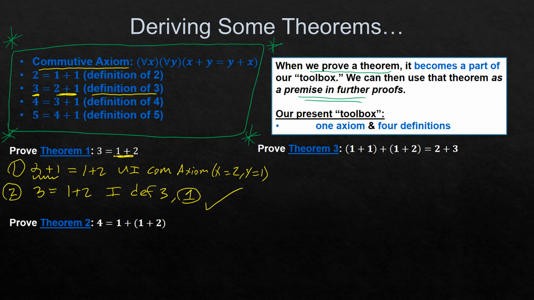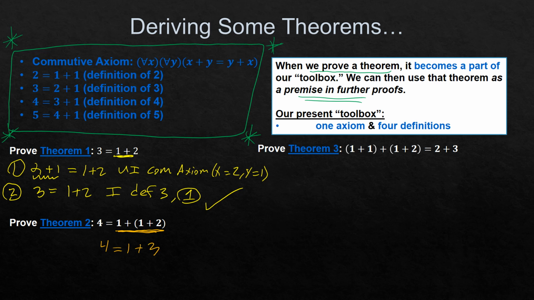For theorem 2, we have 4 is equal to 1 plus 1 plus 2. Let's do a little scratch work before we jump into the proof. We can rewrite this expression. We have an equality, and the right-hand side is 1 plus 1 plus 2, but this is just 4 is equal to 1 plus 3.